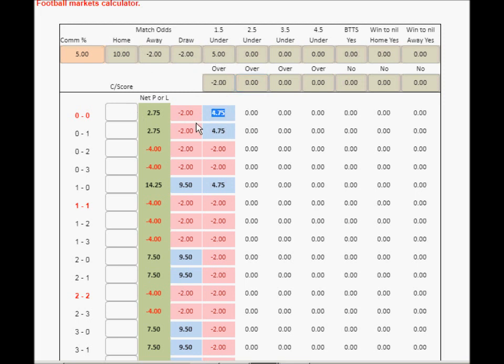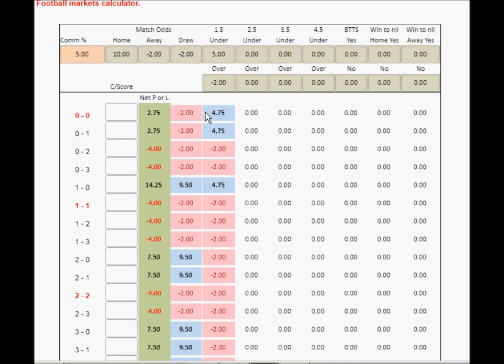Commission is taken off, and those are added together, look. And so 4.75 minus 2 gives you 2.75 in your overall position for 0-0, and so on down each of those. Now you can see there that if you did that, you would have 2 bets on the score of 1-0. So you've got a duplicate bet there. You might look to eliminate that somehow if you were looking at your trade in this way, so that you've only got one bet on 1-0.